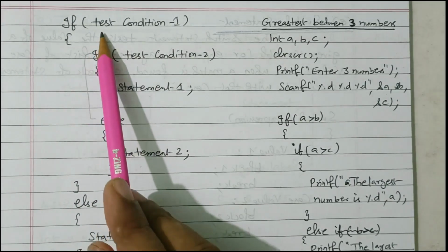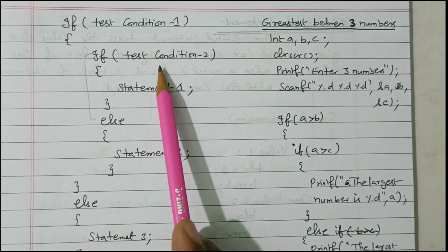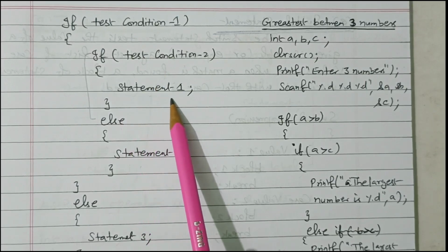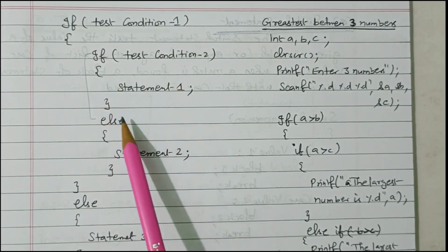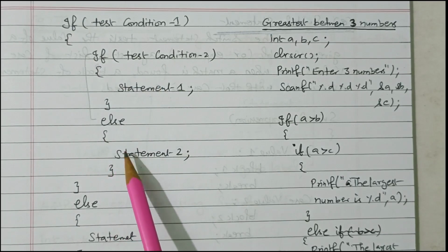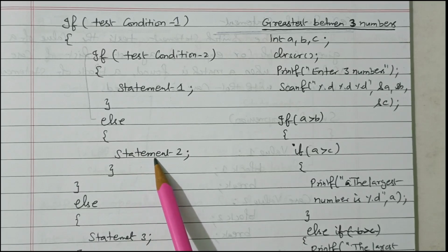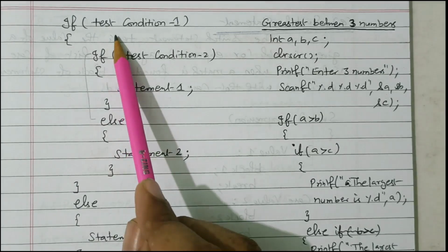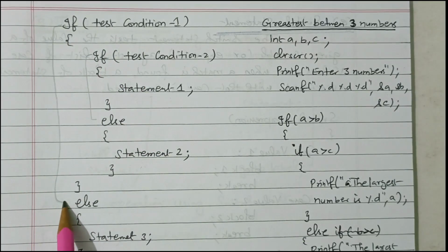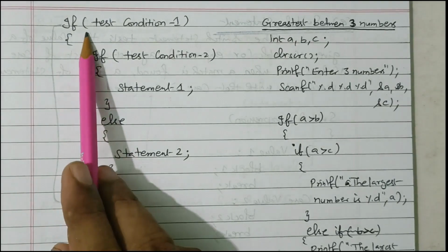So first we are verifying test condition 1. If it is true, it will go to test condition 2. If test condition 2 is also true, it will execute statement 1, that is the set of statements available in the braces. Suppose test condition 2 is false, it will go to the else part. There another set of statements, let us consider statement 2, is available. Those statements will be executed. Suppose the test condition 1 itself is false, then it will go to the else available in the outer loop. This else is available for test condition 2. This else is available for test condition 1.